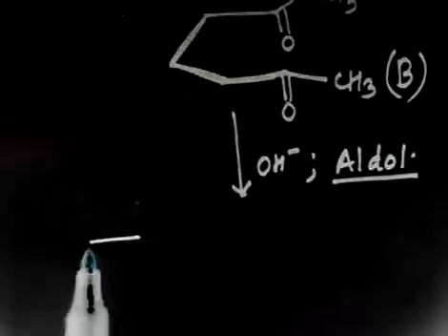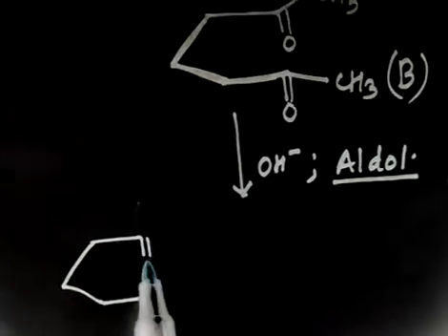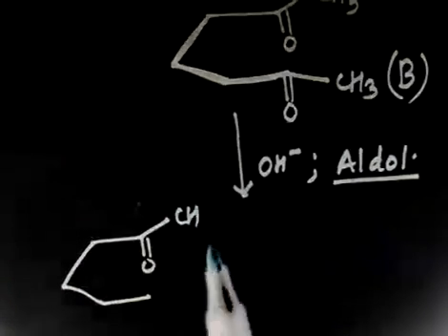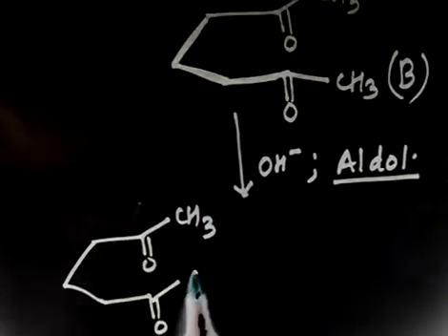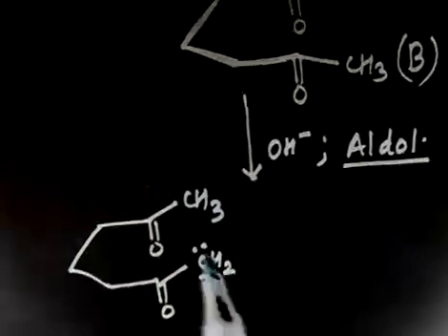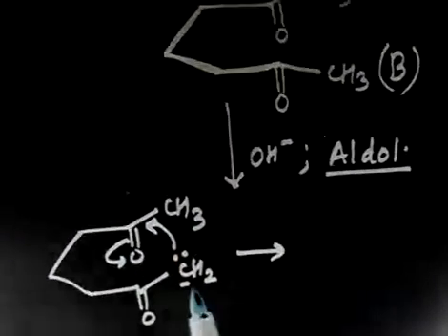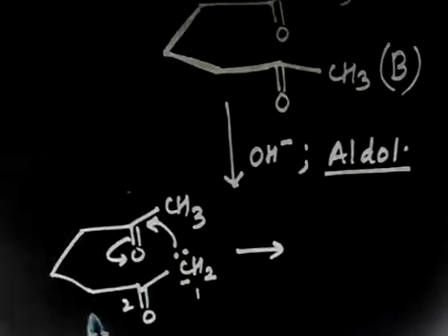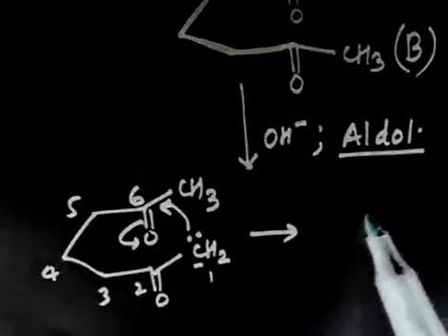So let us make the carbanion and then attack. CH3, and then you have double bond O, CH2 minus. So this carbon will attack here and this opens up. So now you have a 1, 2, 3, 4, 5, 6-membered ring. So you have a 6-membered ring.